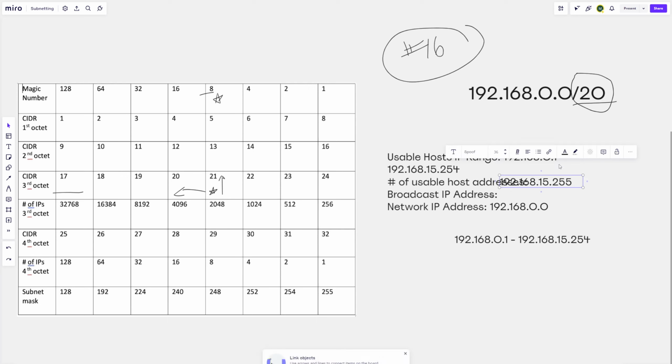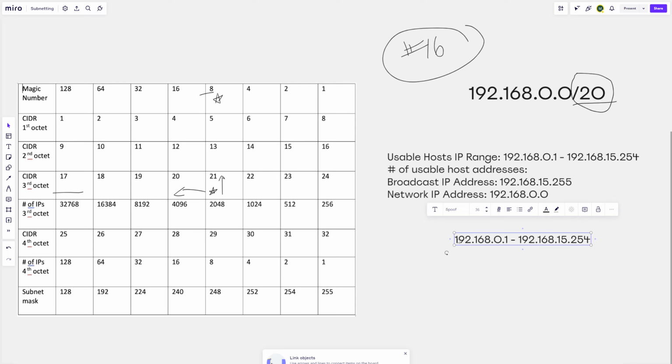Let's fix this here. Sweet. All right, so to clarify this once again, this basically resembles the usable IP addresses that we can apply to hosts, if that makes sense.